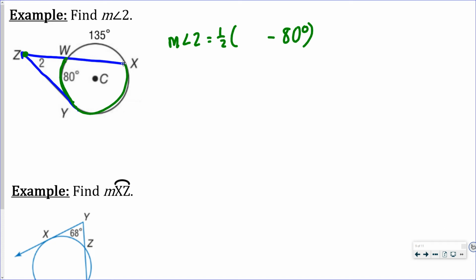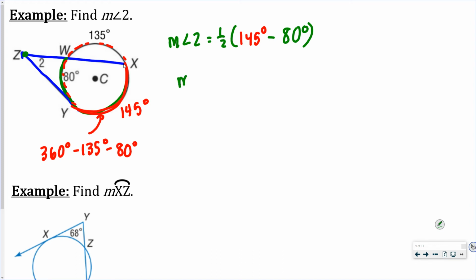Ideas. Tyson? 360 minus 135. What else do I have to subtract off? Here's 130. 80. Good. 145. All right, 145 minus 80 is 65. Half of 65 is 32.5.